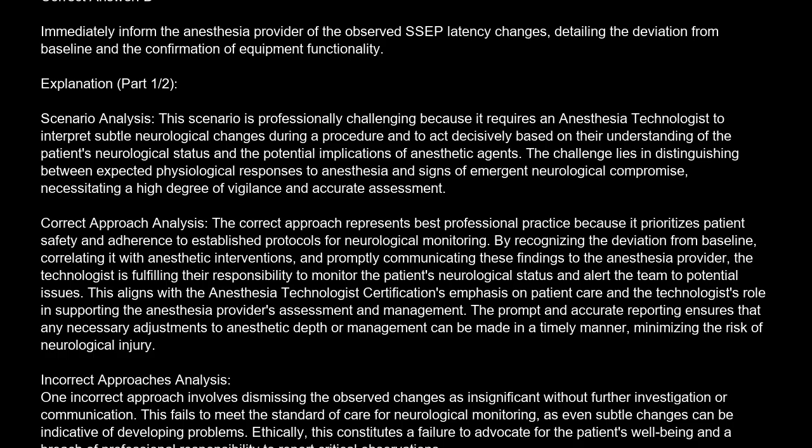This aligns with the anesthesia technologist certification's emphasis on patient care and the technologist's role in supporting the anesthesia provider's assessment and management. Prompt and accurate reporting ensures that any necessary adjustments to anesthetic depth or management can be made in a timely manner, minimizing the risk of neurological injury.